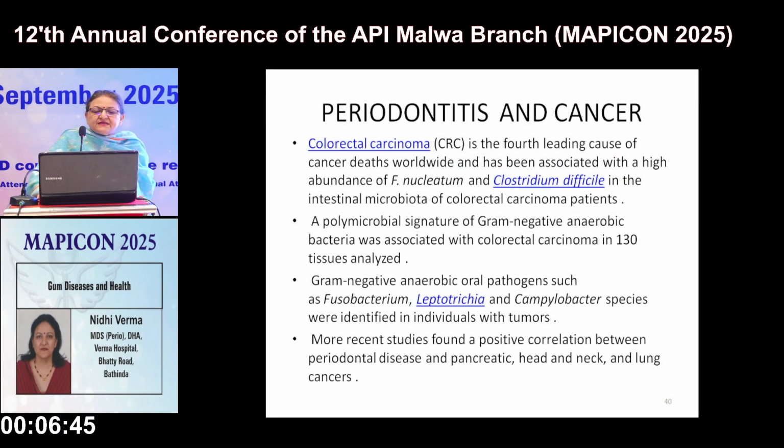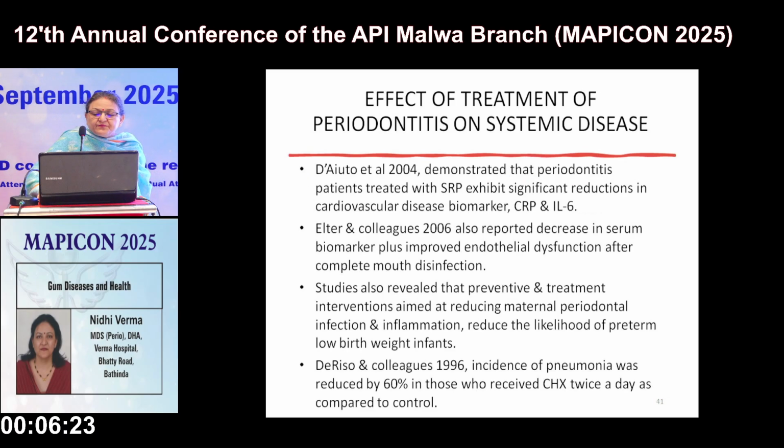Then periodontitis and cancer. Colorectal carcinoma is the fourth leading cause of cancer death, and it is found that F. nucleatum and Clostridium difficile are found in the intestinal microbiota, and gram-negative anaerobic bacteria are also associated with this. Campylobacter species and Fusobacterium, Leptotrichia are also identified in patients with tumors.